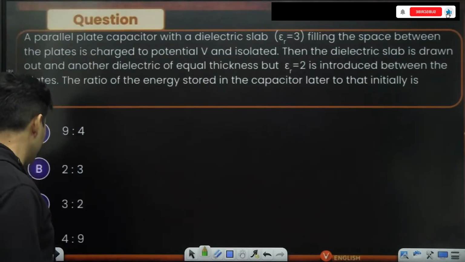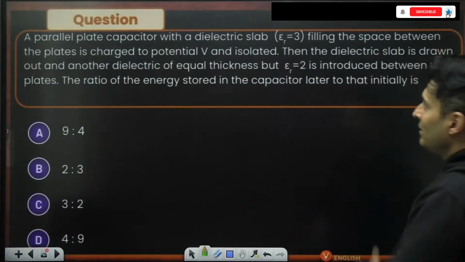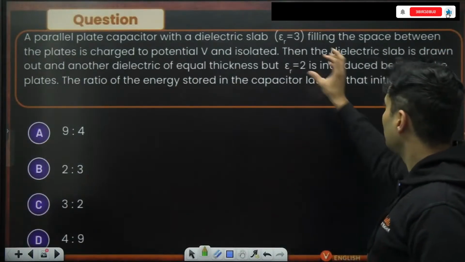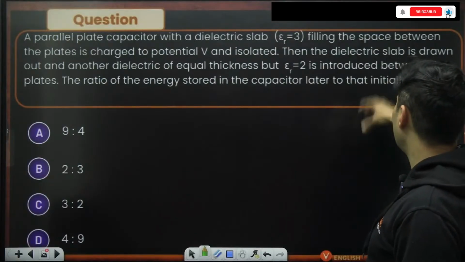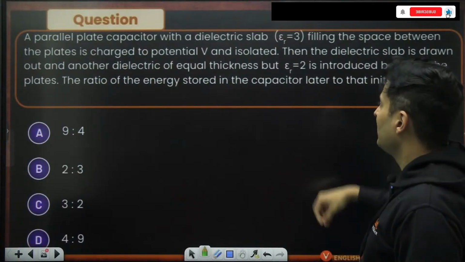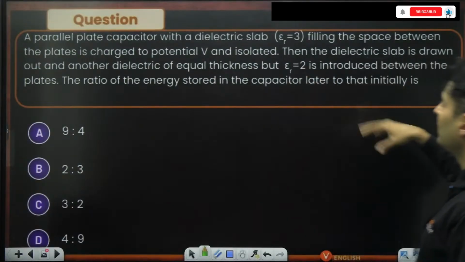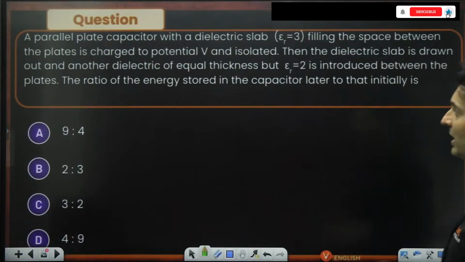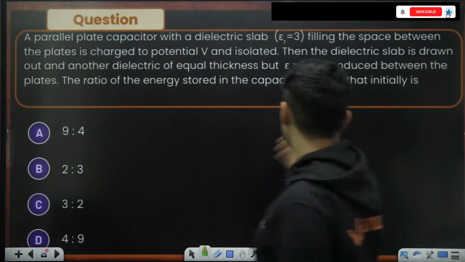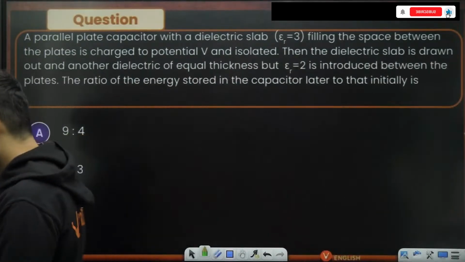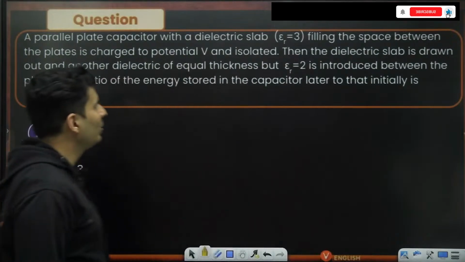Okay, how about this question? A parallel plate capacitor is there, and some medium is filling it. It's charged to a voltage and isolated. Then the dielectric slab is removed. Another dielectric of equal thickness, but medium is different, is placed in between. What is the ratio of the energy stored before versus later? So what do we do over here?